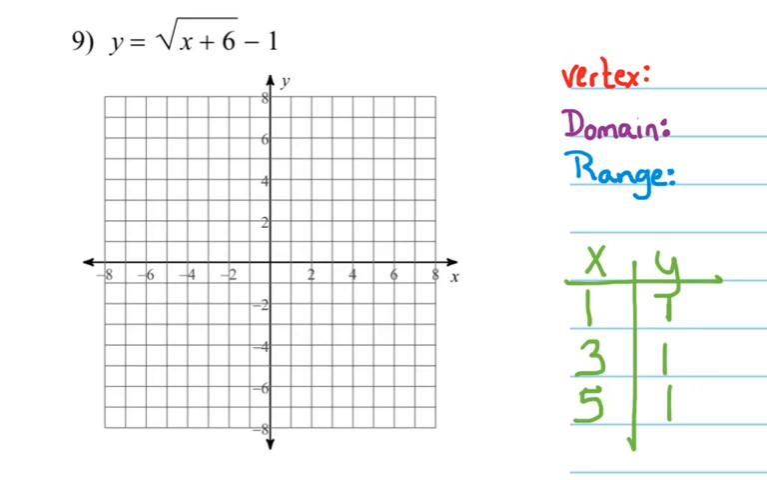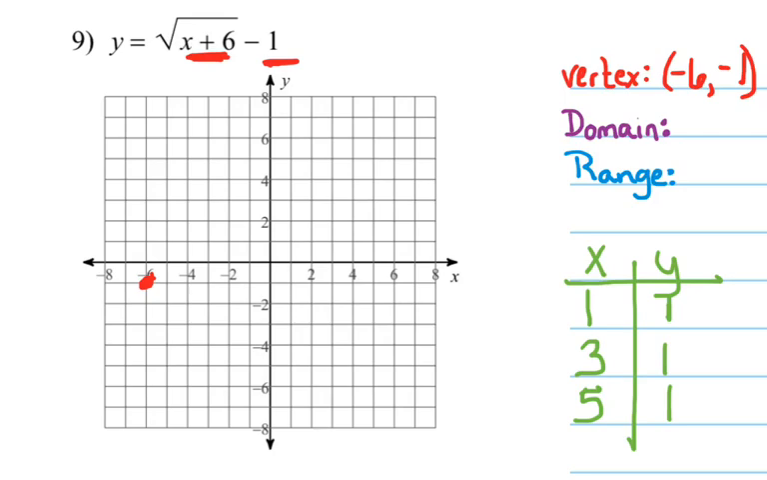So now let's identify our vertex. It's opposite of underneath the square root, so that's going to be a -6. It's the same for the outside, so -1. So at -6, -1, I put a dot. That is where my square root function is going to start.